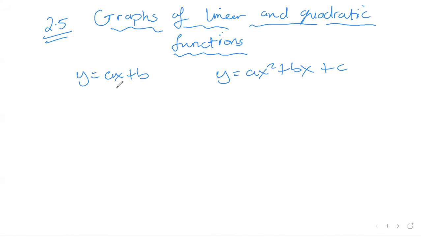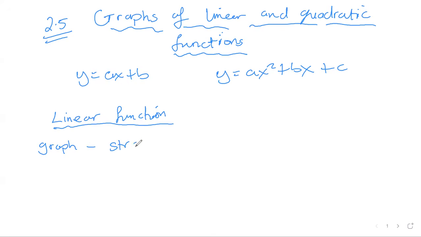All right. In order to sketch a linear function, let's start with the linear function. The graph of a linear function is called a straight line. And in order to sketch the graph of a linear function, what you need to do is just to find two intercepts on the line and connect them, all right?